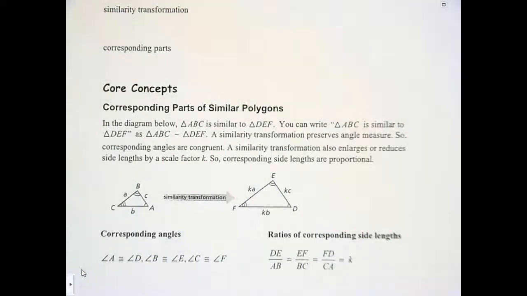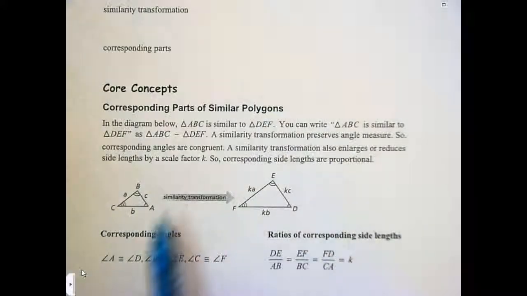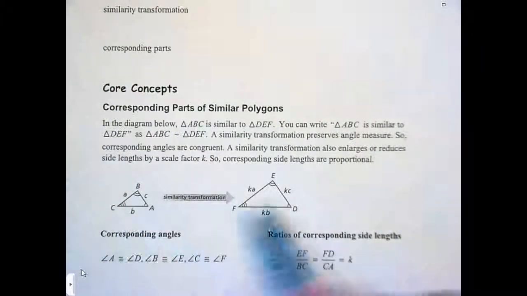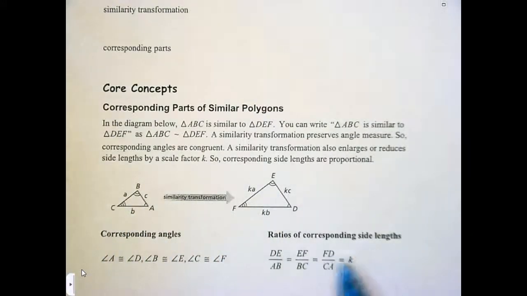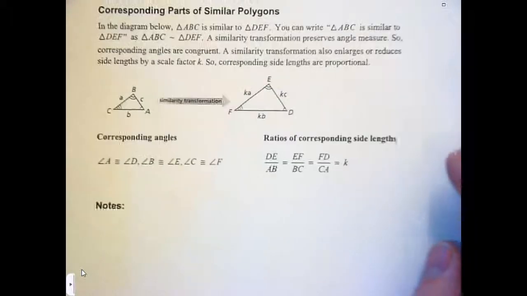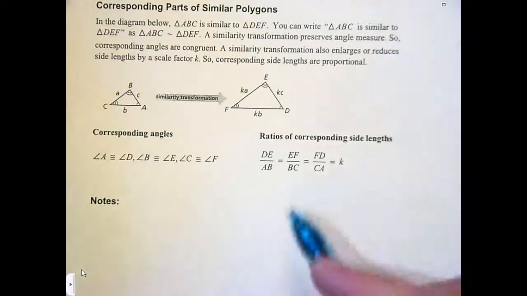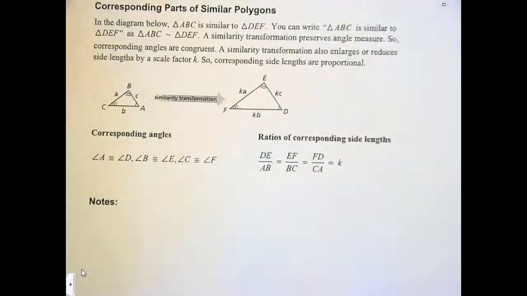Okay, here we go. Corresponding parts of similar polygons. What this is saying is if we have two similar polygons, first, their corresponding angles are congruent. Angle measures don't change when the figure is similar. When we did reductions and enlargements earlier in the year, angles always stayed the same. Second, the ratios of their corresponding side lengths give you a constant value. They will give you the same ratio, meaning they are proportional.